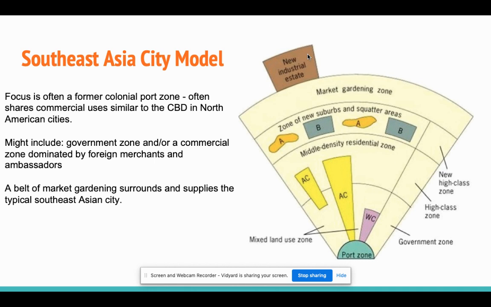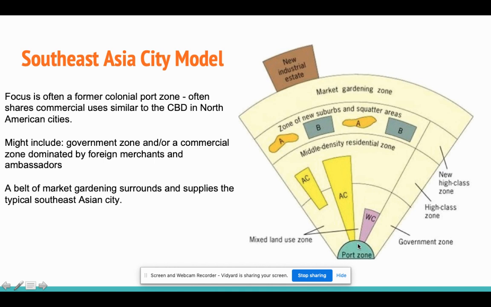All right, so our last model is the Southeast Asian city model. And as you can see, it's very, very different from the other models that we have taken a look at. The focus of the Southeast Asian city is what's called a colonial port zone. A lot of these Southeast Asian cities are located on water. A port, of course, is an area where ship traffic and trade is brought into the city. A lot of times this is very similar to the commercial uses that we see in North America and Europe. Ports, of course, help to facilitate trade.